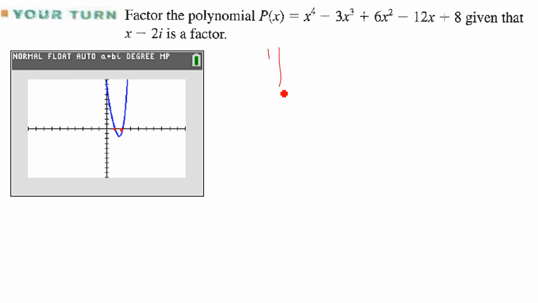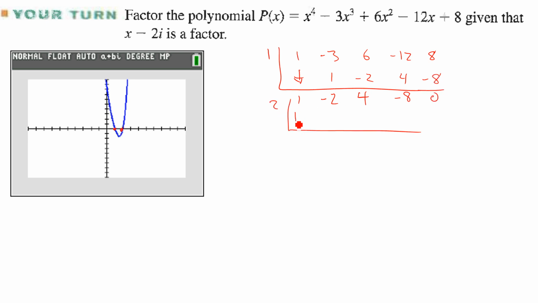All right, so let's start with 1. 1, -3, 6, -12, and 8. 1 and 1 and -2. -2 gets us 4. 4 gets us -8. And there we go. We'll go again with 2. 1 and 2 and 0 and 0 and 4 and 8. So there we go. All right, so we have x minus 1, x minus 2, x squared plus 4.